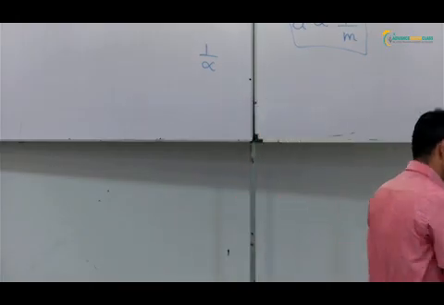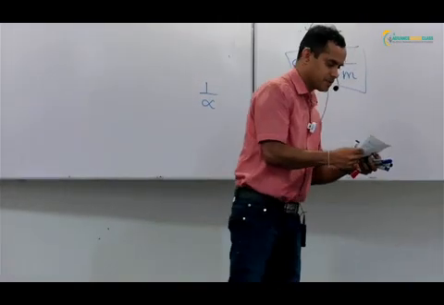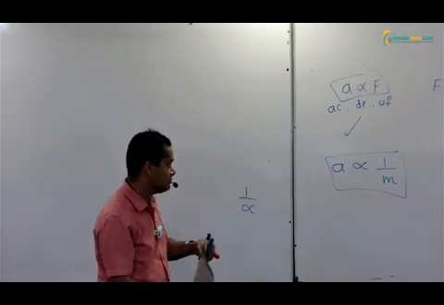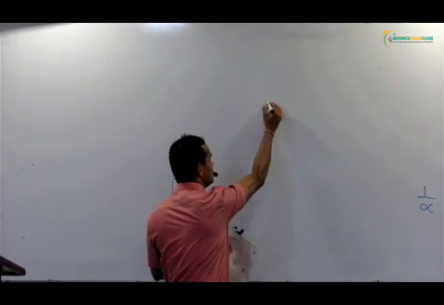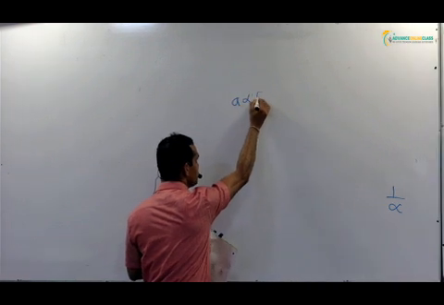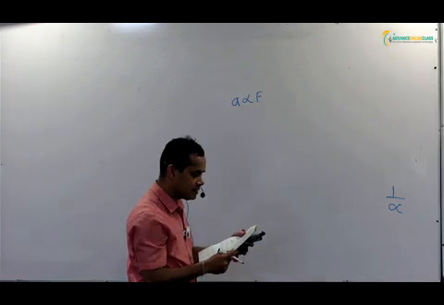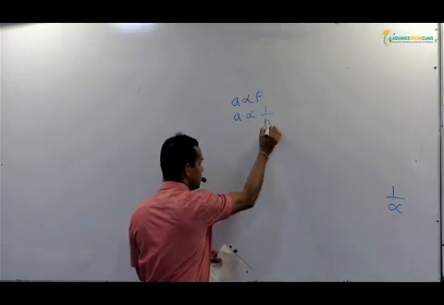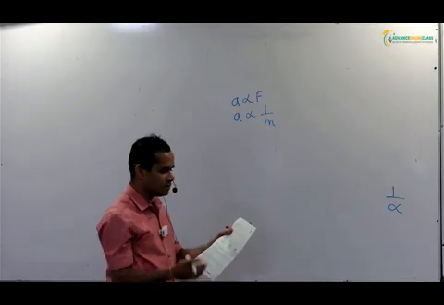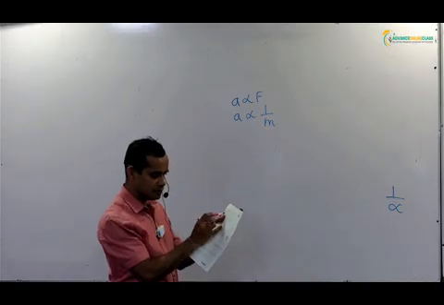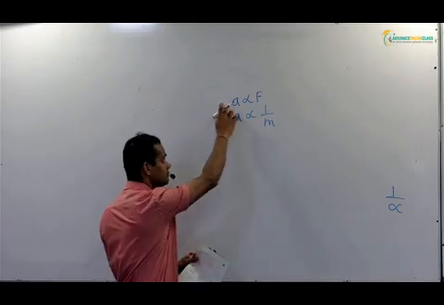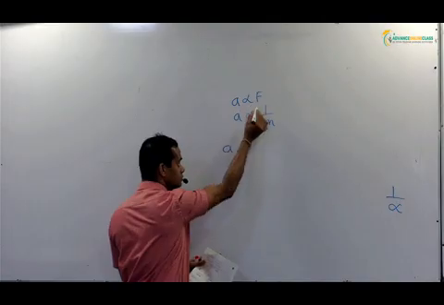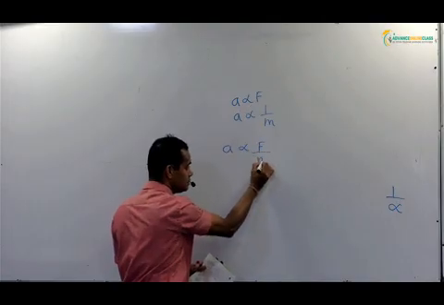Page number 3. First line. Acceleration is directly proportional to force, A alpha F. Once again let's write. A alpha F. Second one. Acceleration is inversely proportional to the mass. A proportional to inverse of mass. Then look at the third one. Therefore A alpha F over m. We can combine these two together. Then we get acceleration is directly proportional to force and inversely proportional to mass.